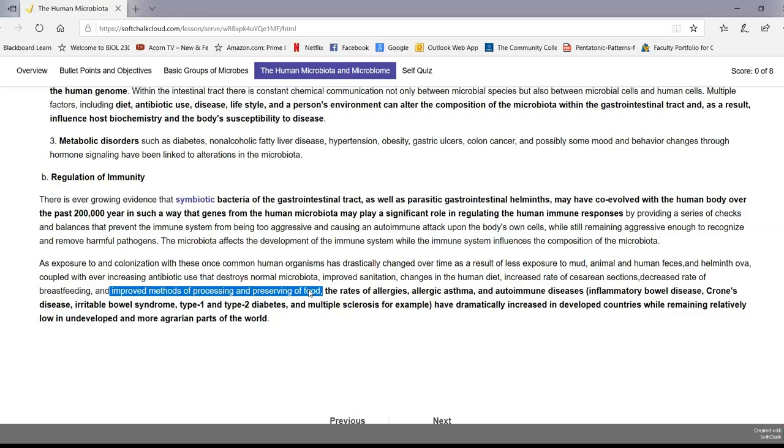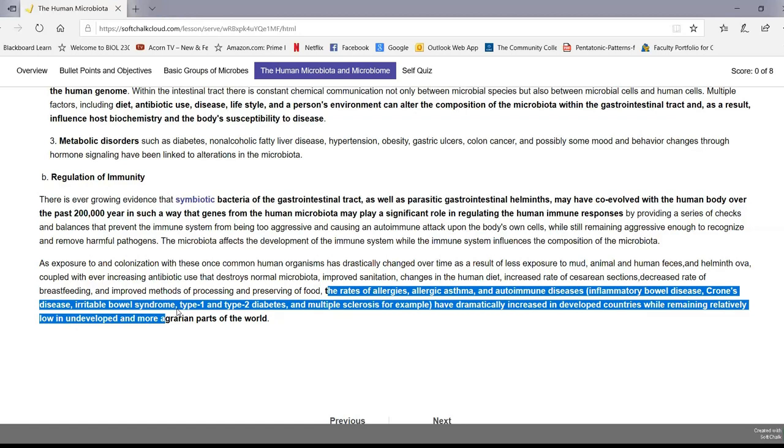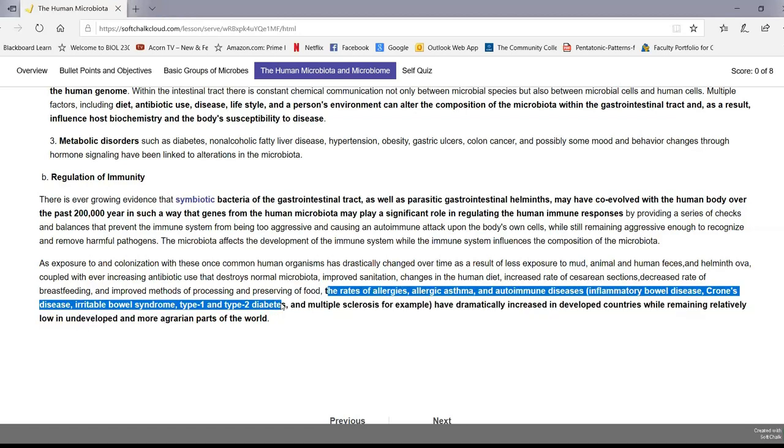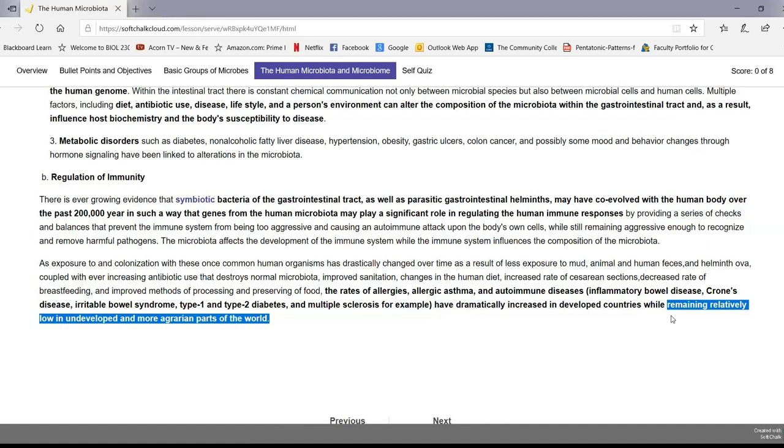So what we do know is that with all these changes in our lifestyle in the developed world, what we see because of that is a higher rate of allergies, allergic asthma, autoimmune diseases, including inflammatory bowel disease, Crohn's disease, irritable bowel syndrome, type 1 and type 2 diabetes, multiple sclerosis. And these again have dramatically increased in developed countries, but they remain at relatively low levels in undeveloped or developing countries and more agrarian parts of the world. Of course, in that area too, you still have more problem with fecal-oral route diseases, intestinal diseases, and such.